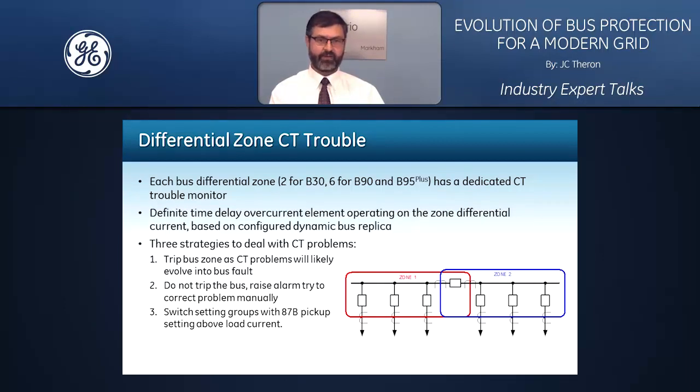The first one is trip the bus zone, as CT problems will likely evolve into a bus fault, which can occur in brownfield installations where we have older CTs and wiring that could cause errors and faults. Second option is do not trip the bus, however, raise an alarm and try to correct the problem manually. Or the third option is switch setting groups with the differential pickup settings above load current conditions.